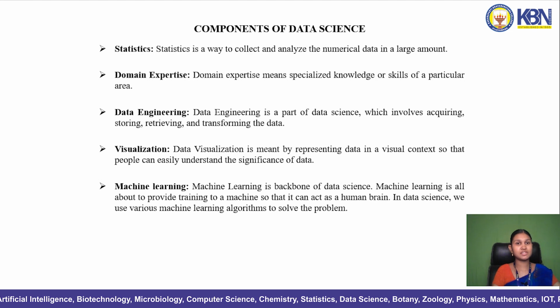Now coming to the components of data science. The first component is statistics. It is used to collect and analyze numerical data in large amounts. Domain expertise means you have to develop skills in a particular area. The next component is data engineering, which means acquiring data, storing data, retrieving data and transferring data from one place to another. The next component is visualization. Visualization means representing data in a visual context, so people can easily understand the significance of the data.